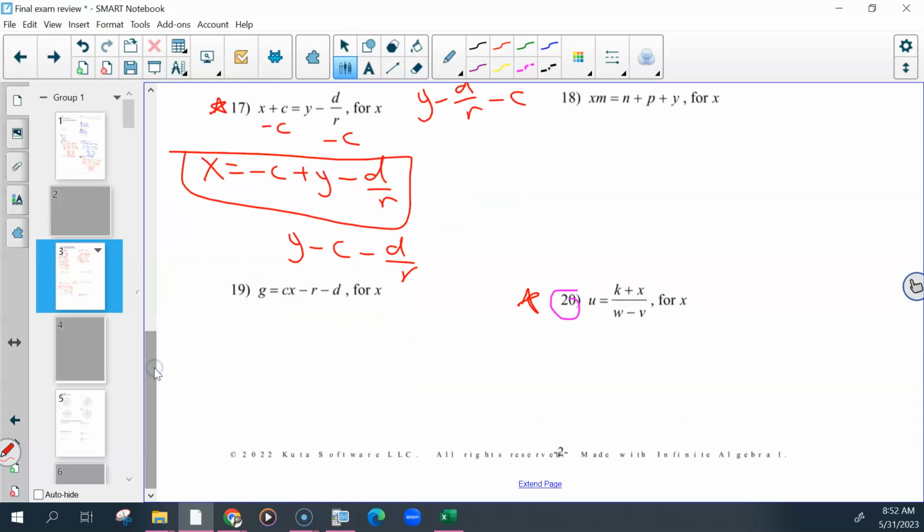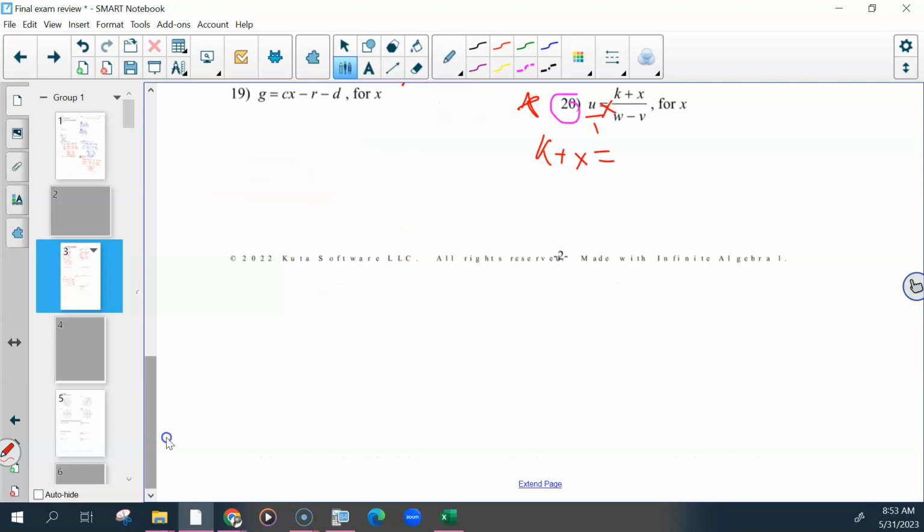And then the last one, we have to get x by itself. In this case, we have to think about this like I could make this into a fraction. And if we have a fraction that equals another fraction, we usually cross multiply. So I'm going to do that and rewrite it. A plus x, I don't really need to put the times 1, equals u times w minus v. And then I could distribute the u, but I don't need to distribute the u, either way.